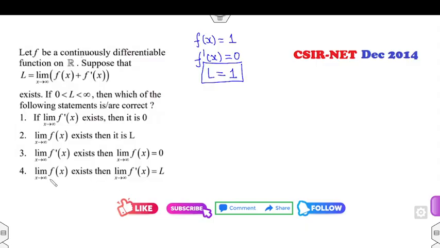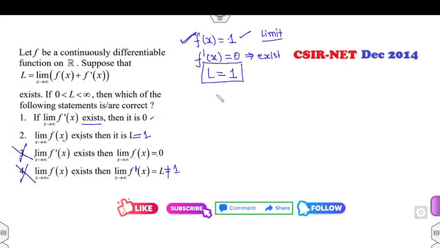Now look at the options. Does the limit of f dash exist? Yes, because the limit is unique, and it is equal to 1. But what is the derivative of the constant? It is 0, not equal to 1. If the limit of f dash exists, then it is 0, but f is 1. So this option is cancelled. If the limit of f dash exists, then it is 0, correct, but this is one counterexample, so we can't correct them. If f dash is 0 and f exists, then the limit is 1. Yes, that is also fine.